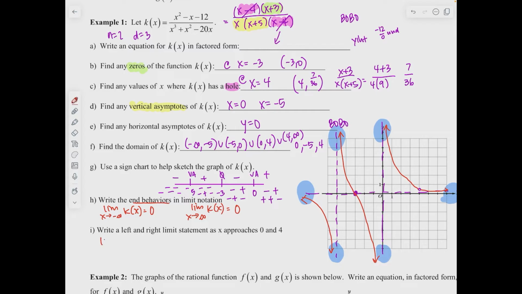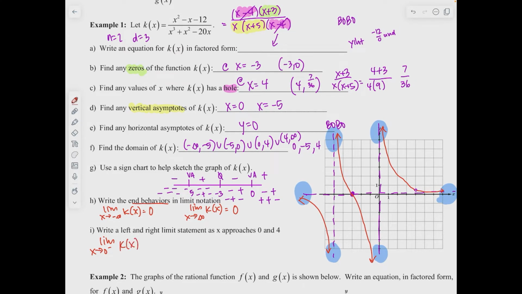Okay, left and right limit statements as x approaches 0 and 4. So let's see, limit as x approaches 0 from the left. To the left of my vertical asymptote, my graph is headed down to -infinity. The limit as x approaches 0 from the right of k of x: to the right of my vertical asymptote, my red line, my graph is headed up, so that would be +infinity.